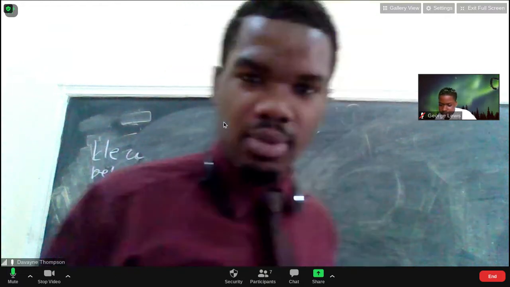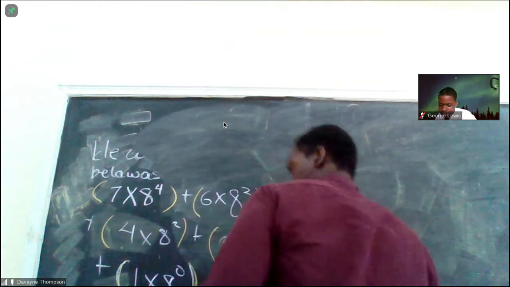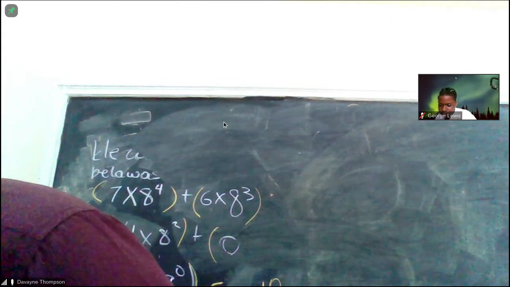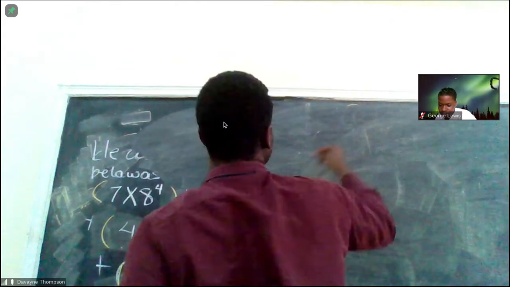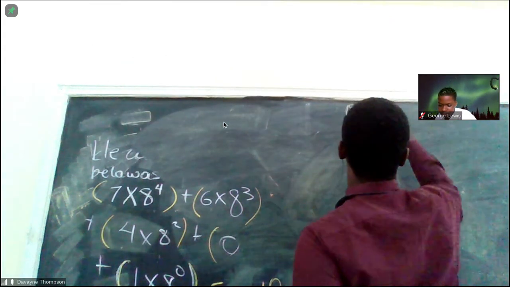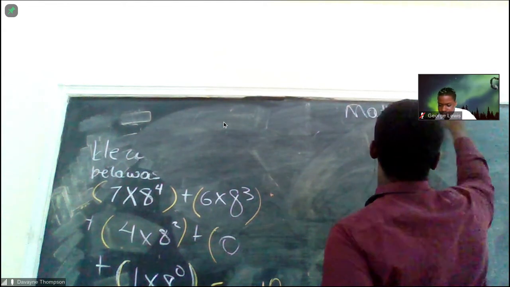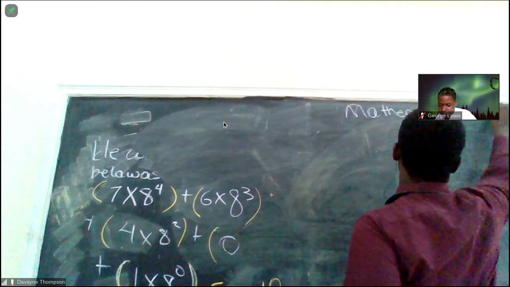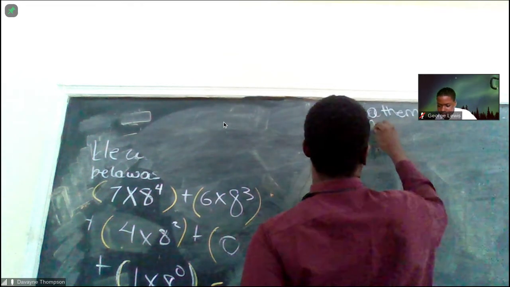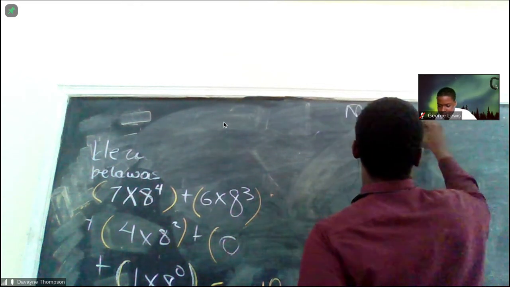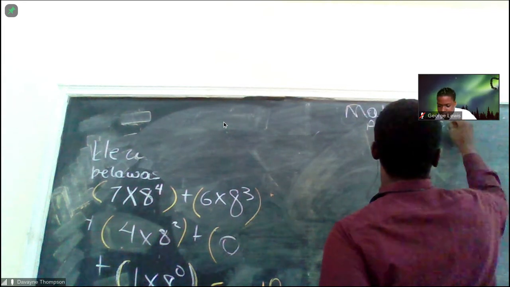What each symbol means. So first, get up for me. Area of trapezium revision.